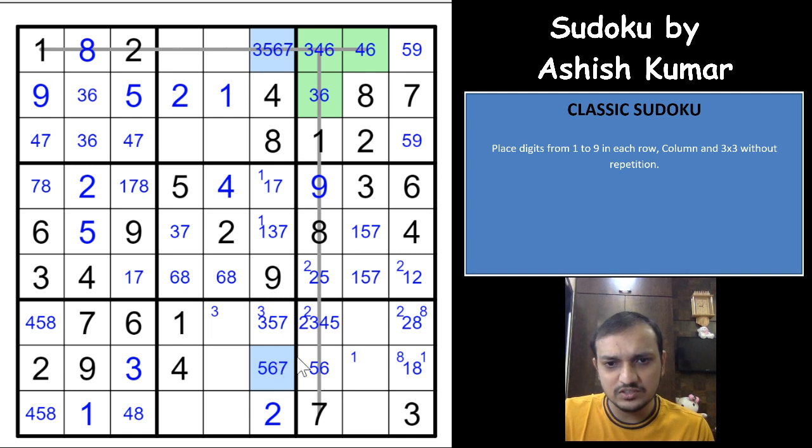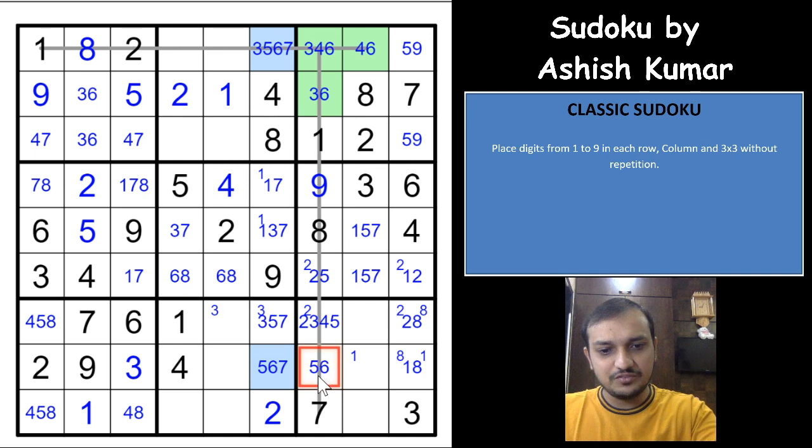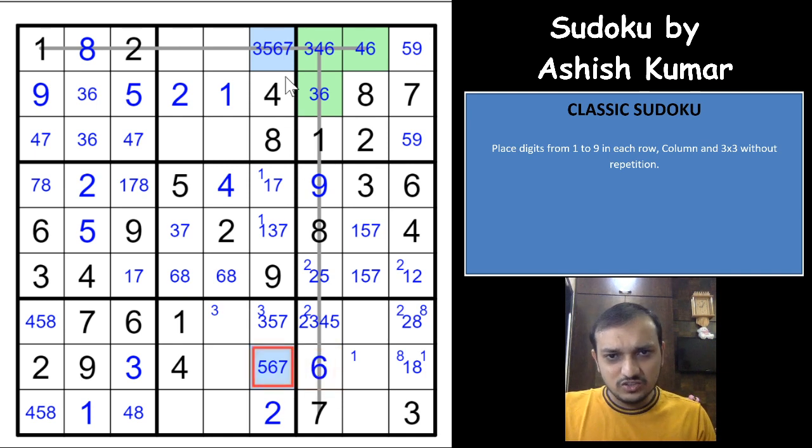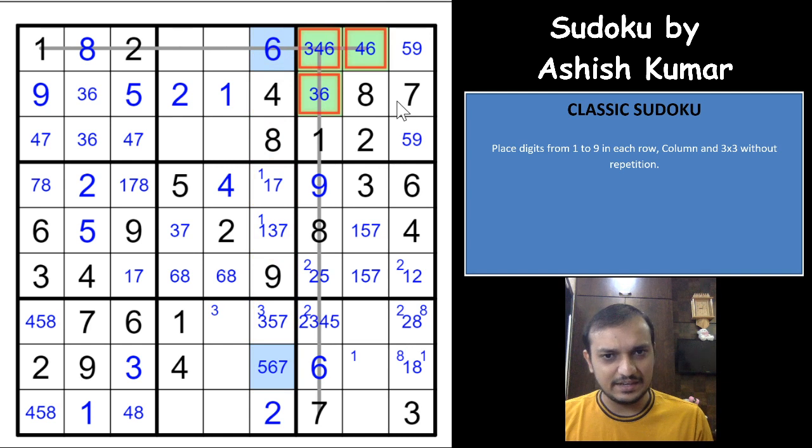So the mutual cell is this cell now. So this cell cannot be a 6 now. What happens if this cell is a 6? If this cell is a 6, this column will have a 6 in this cell, and all the possibilities of 6 are taken from this box now. This is what is called an empty rectangle technique, right?